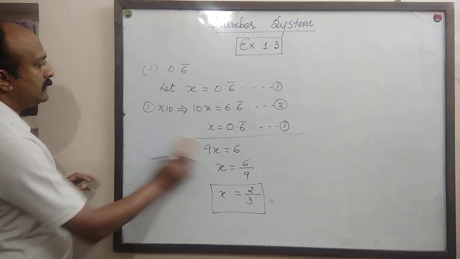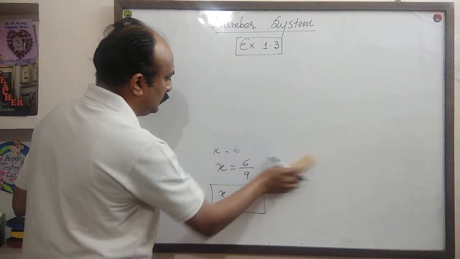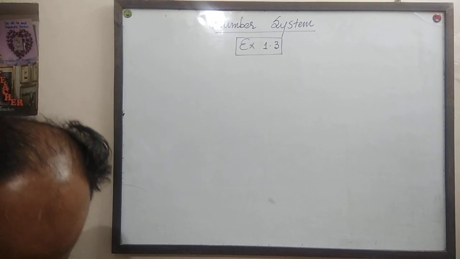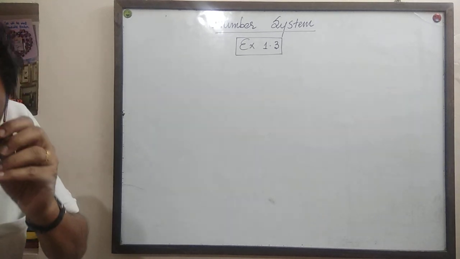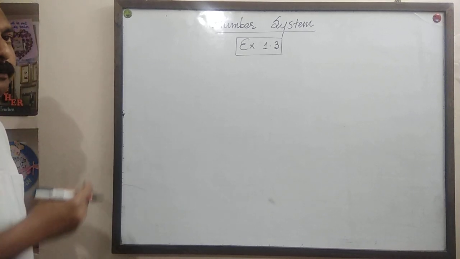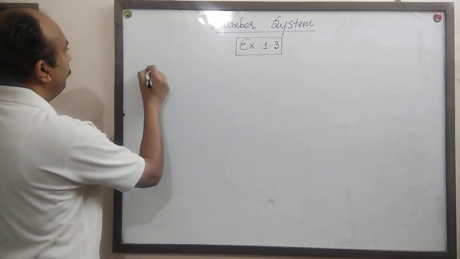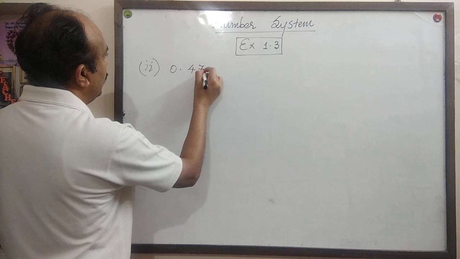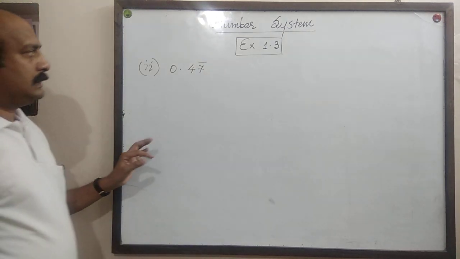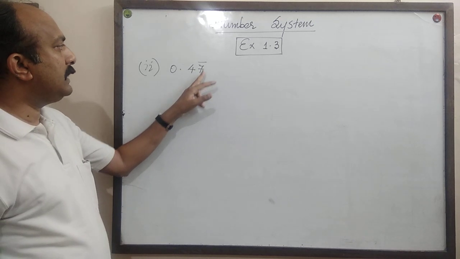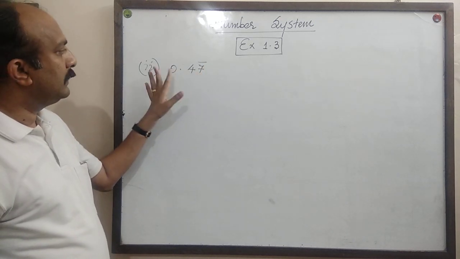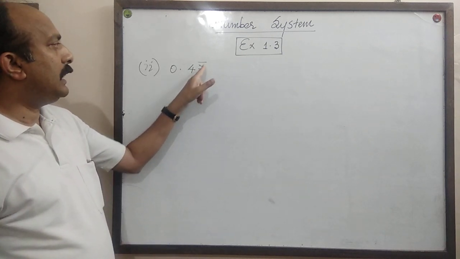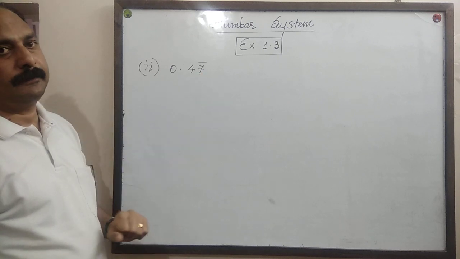Now see its second part. Question number 2. It is 0.47 bar. But this time the notable thing is that the bar is only above 7. After the decimal, there is 1 digit without bar and the bar is just above the next digit, that is 7.